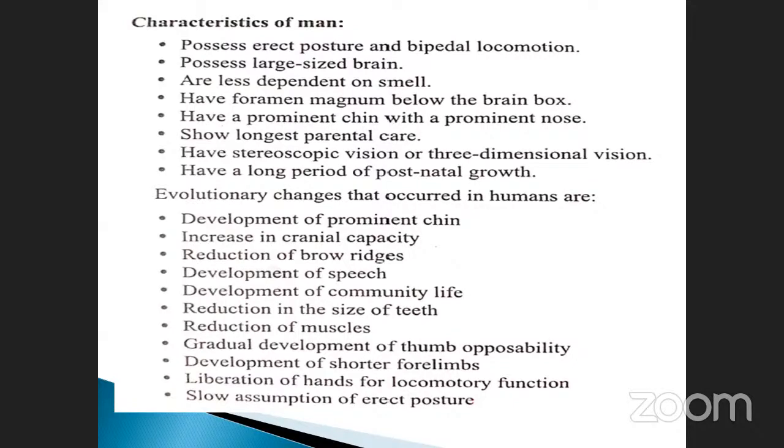Three-dimensional vision. Three dimensions means we cannot see the back sides. We can only see 270-degree aspects. That is three-dimensional. Have a long period of postnatal growth. These are all very, very important. These are the characteristics of man. Okay. How the evolutionary changes occur in humans: development of prominent chin. Chin also developed. Increase in cranial capacity. Reduction of brow ridges.